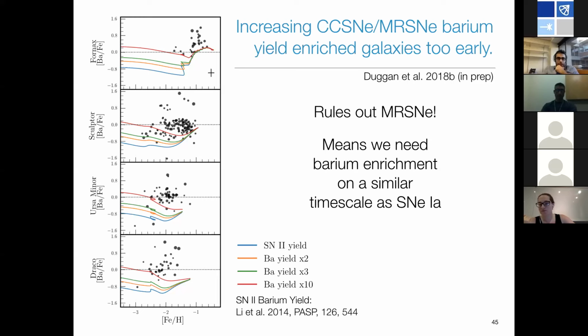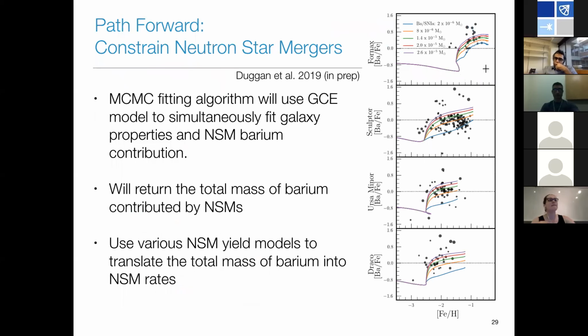I see. And could you show the same plot that you explained this with neutron star mergers? Yeah, instead of AGBs? Oh, is this the one you were talking about? So this is where we're varying the contribution from neutron star mergers.